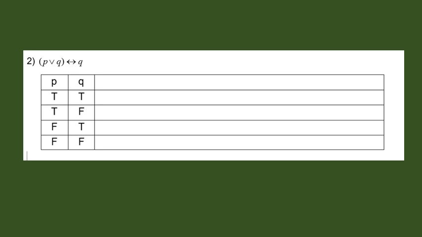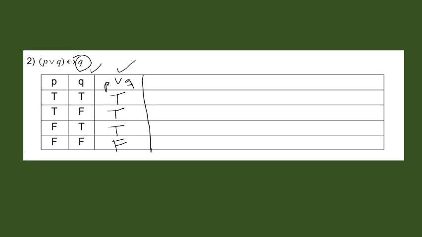Working left to right, I know I can evaluate P or Q. I have everything I need for it, right? Or it's true when at least one's true. One of them is, one of them is, one of them is. Nope. So that's the only time that one's false. I already have the Q column on the right-hand side. That's right here. And I have the P or Q.